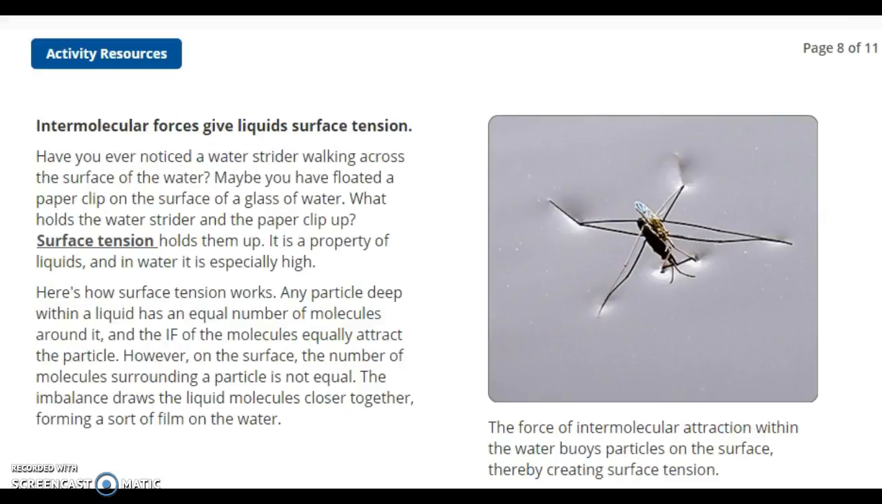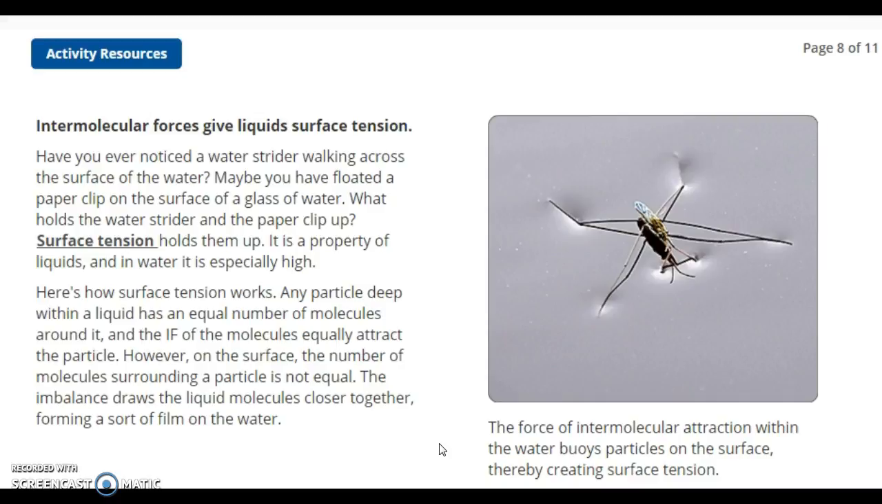Intermolecular forces give liquids surface tension. So here you can see it's like a film on the surface of this water where the bug is. It kind of almost looks like plastic, right? But no, it's water. The force of intermolecular attraction within the water buoys particles on the surface or holds them up, thereby creating surface tension. Have you ever noticed a water strider walking across the surface of water? Maybe you have floated a paperclip on the surface of a glass of water. What holds the water strider and the paperclip up? Surface tension.